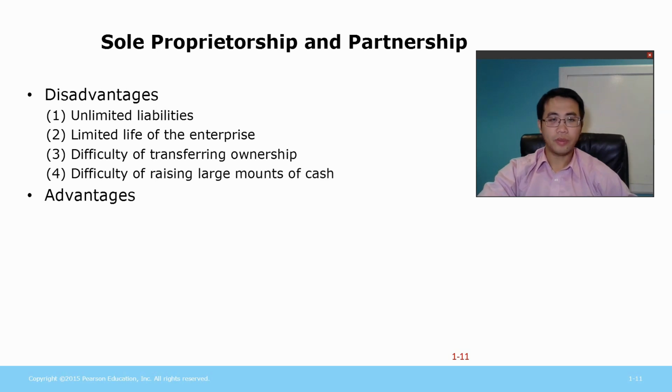And also, it is difficult to raise a large amount of cash. Just because ownership is hard to transfer, you cannot just find a lot of buyers, so it's also difficult to attract investors from those buyers. So what are the advantages?